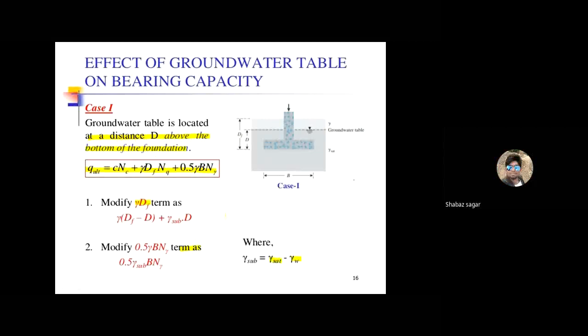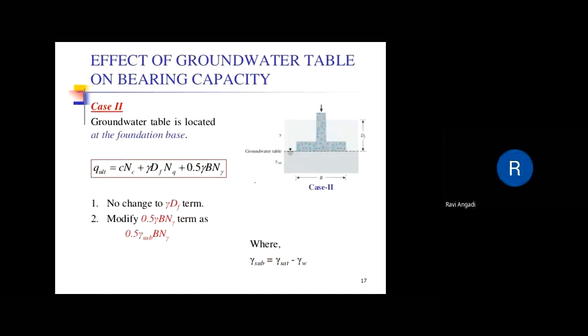Yes, sir. Then the second case, when the groundwater table is located at the foundation base or at the level of footing, again the second term as well as the third term are to be modified, meaning wherever gamma is there you have to modify. So just look at the figure where the depth of the water table is there. Since the water table is lying at the base of the footing, there is no change in the first term. Yes or no? Because up to here the soil is dry, directly you have to take gamma as it is. But whatever soil is present below it, you have to change.